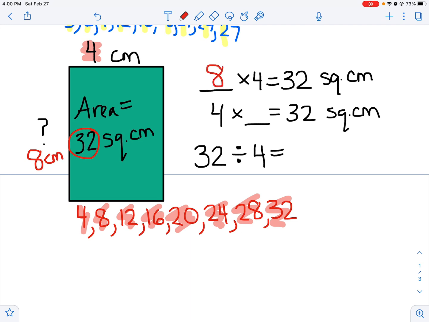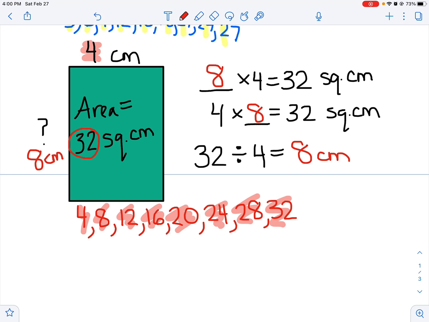And I can fill in my multiplication sentence: 8 times 4 equals 32 square centimeters, or 4 times 8 equals 32 square centimeters, or 32 divided by 4 gives me 8 centimeters on the side length.